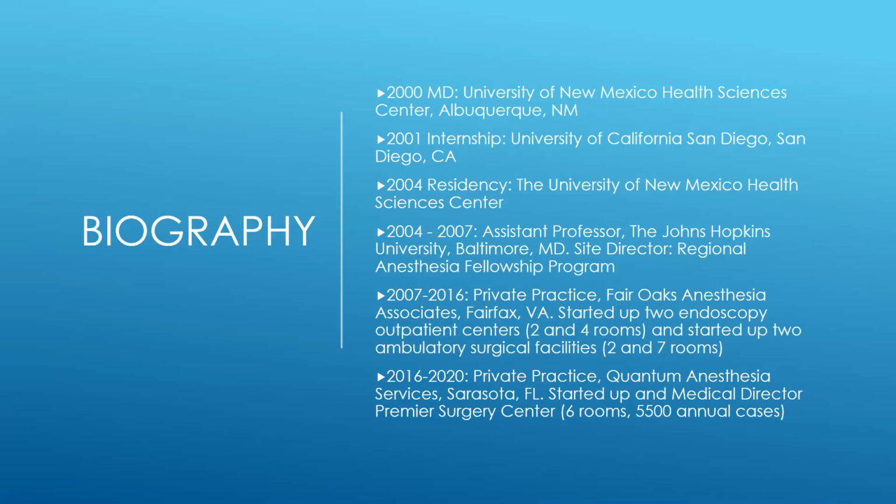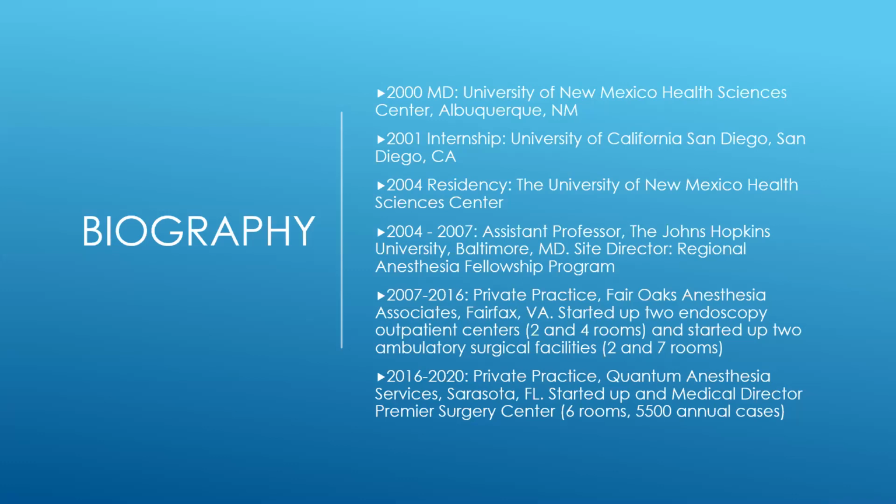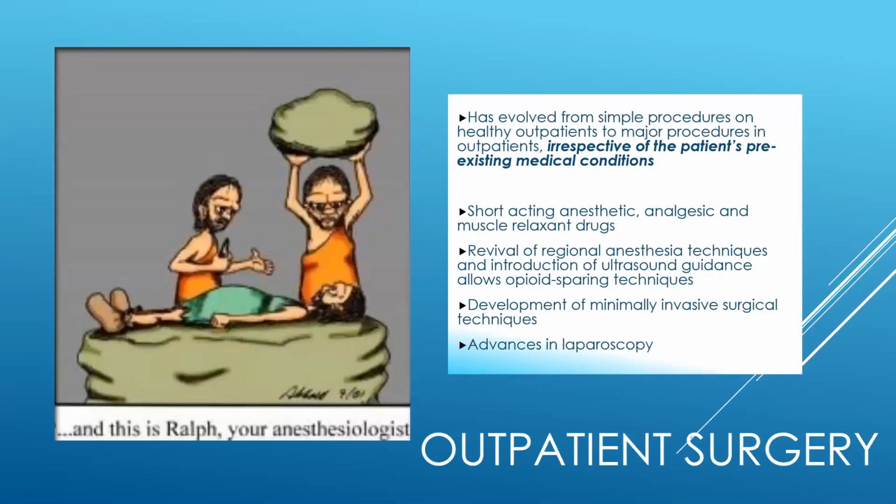Eventually I started 2 endoscopy outpatient centers for them, one 2-room and one 4-room. And then I started 2 freestanding ambulatory surgical facilities, the first a 2-room facility and then a 7-room facility. More recently, I've been in Southern Florida, where I was recruited to start up a premier surgery center from scratch. Right before I left, we had grown to 6 rooms and did 5,500 annual cases. So let's talk a little bit about outpatient surgery to start with.